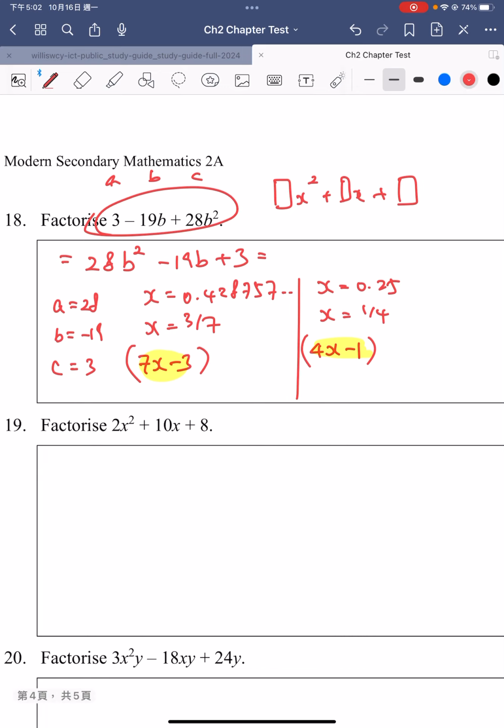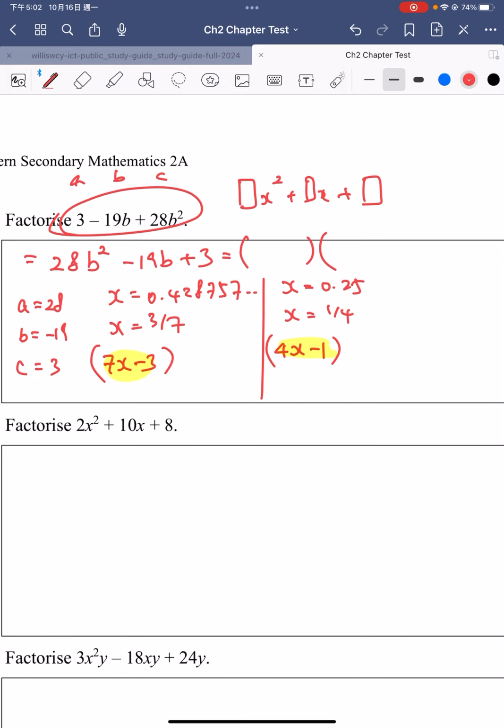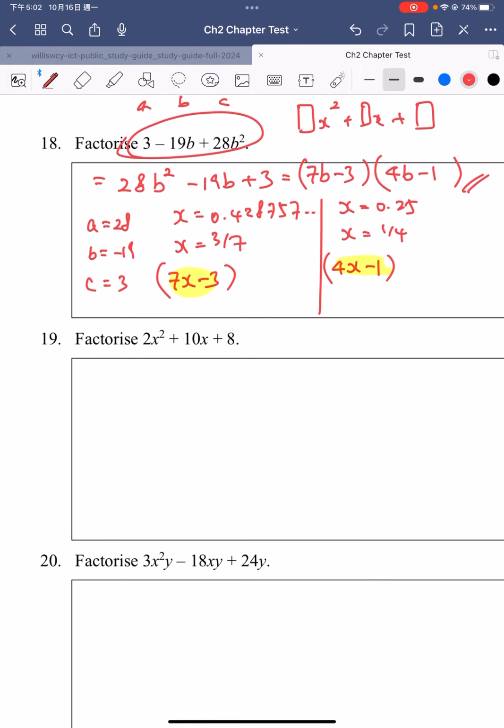So now we can put this together. Again, the calculator is showing x, but actually our variable is b. So you change the x to be b, then we have 7b minus 3 and 4b minus 1. So definitely you can still use the cross method to do it, but the calculator way will be quicker. Okay, so that's for question 18.